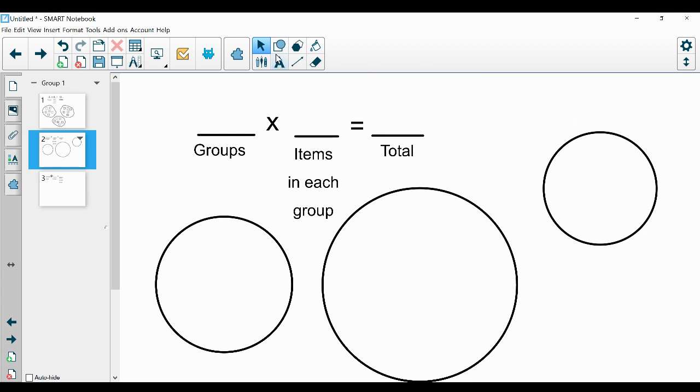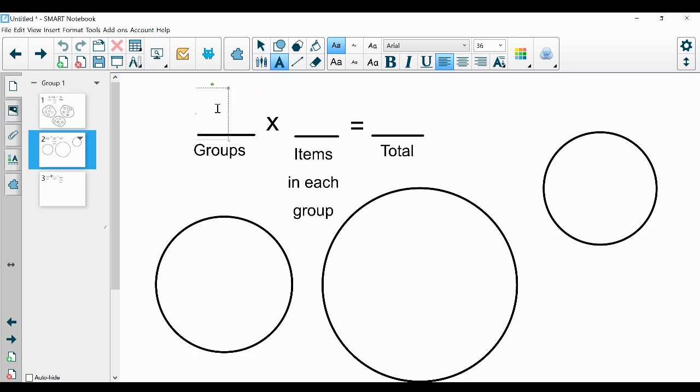Those are my three groups. Now what I'm going to do is put items. Oh, let me put, first of all, that we have three groups. I have 1, 2, 3 groups, 3 grocery bags. So I'm going to put 3 up here. Now I'm going to put items in each group.